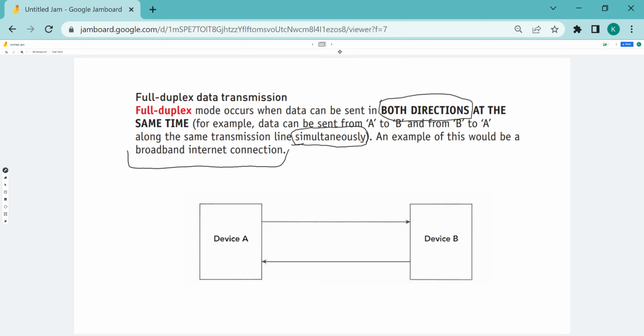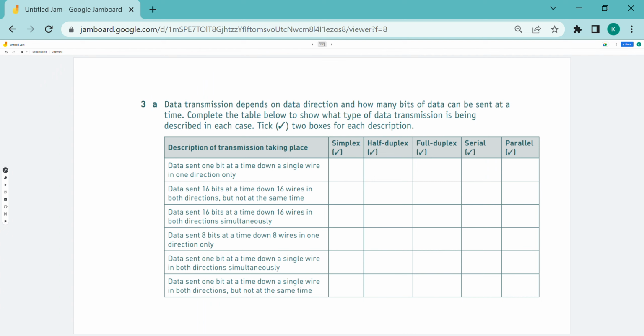So dear student, in order to understand or grasp these concepts clearly, let's try a question from your workbook. Whenever any question has been given to you, understanding the question is the important thing. So here it is clearly mentioned, you need to tick 2 boxes for each description. Data sent 1 bit at a time down a single wire. Very clear, we are talking about serial data transmission. And when we are talking about direction, yes, we need to fill simplex. Simplex data transmission is one directional.